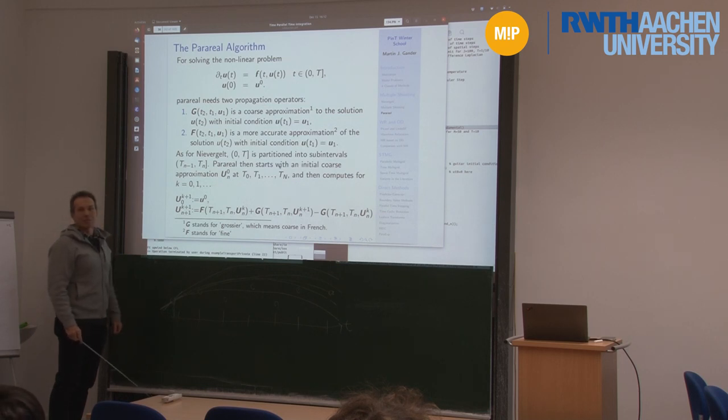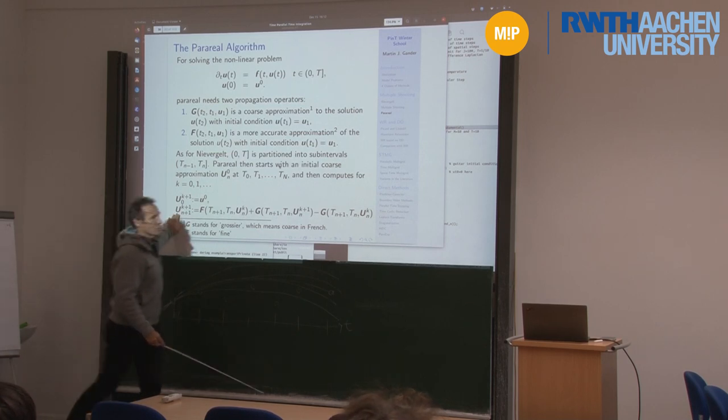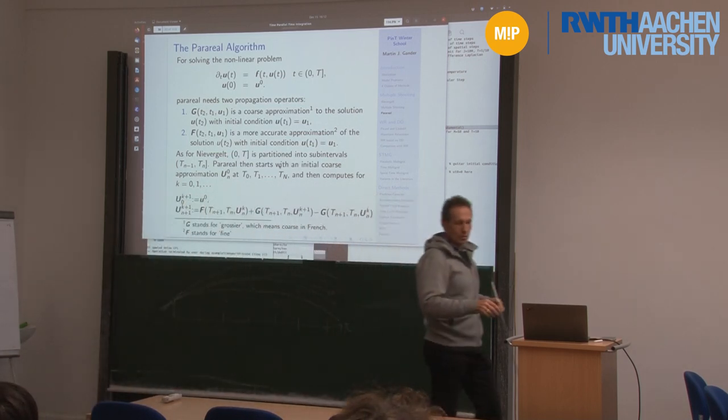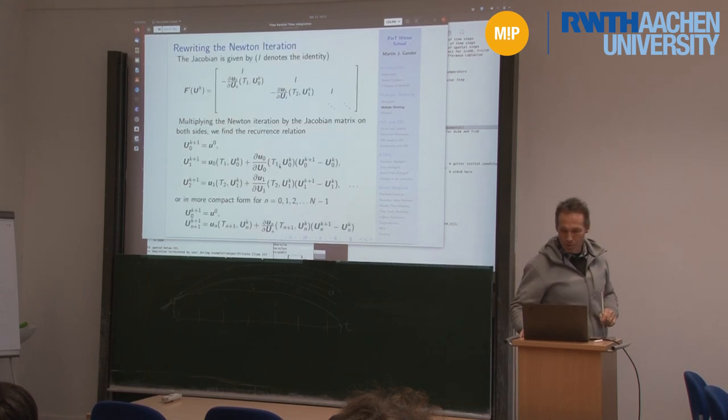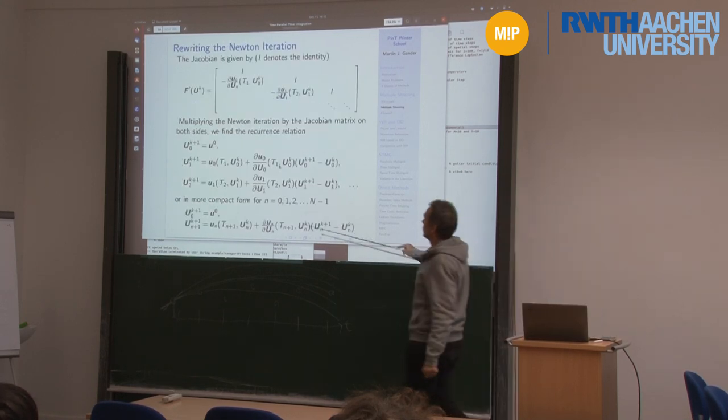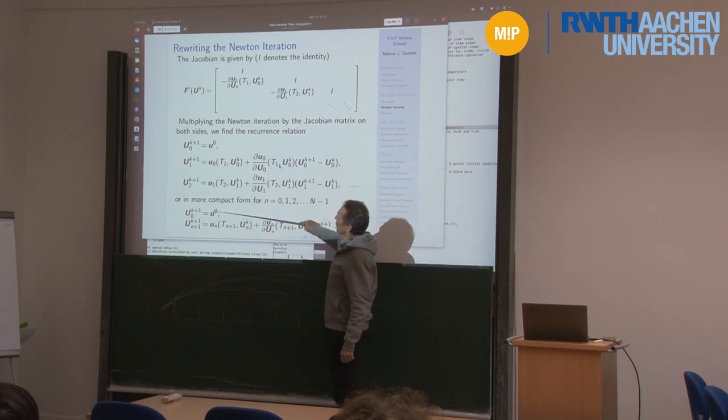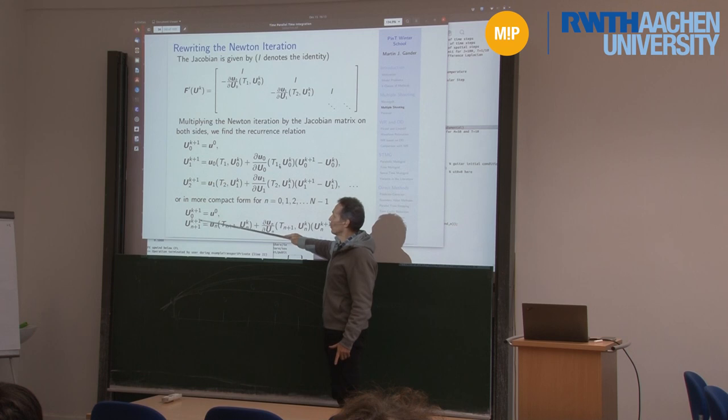So what algorithm is this? That's the algorithm that was published in this paper in 2001, not in this form, and it was not visible what it is. But now we can sort of see what it is, because I've shown you the multiple shooting iteration before. This is the multiple shooting iteration. The first line is identical, and this line here is almost the same as well.